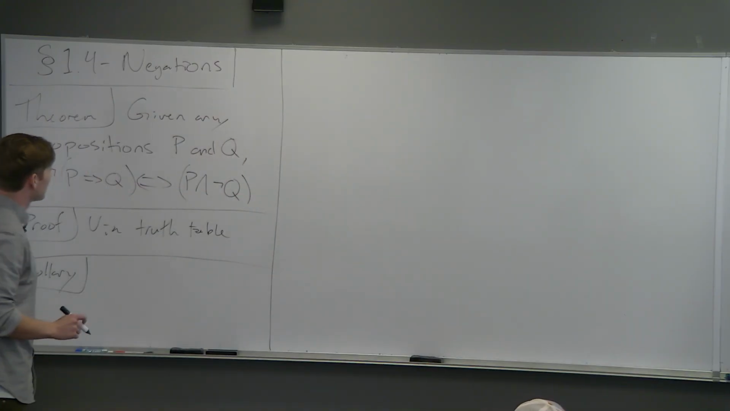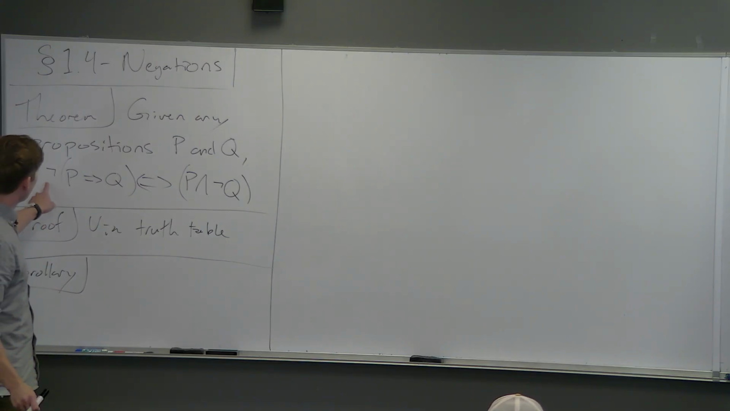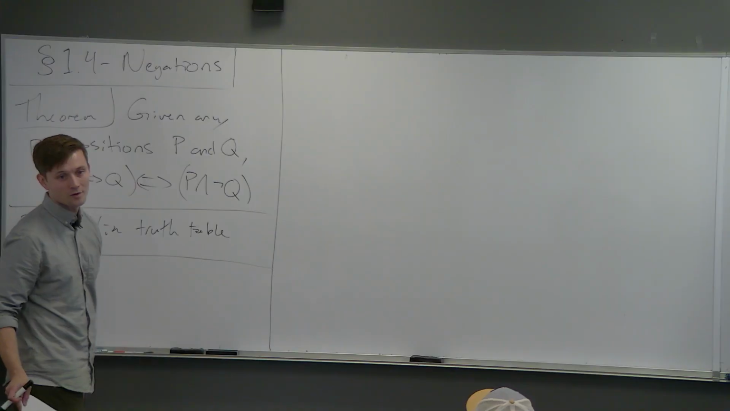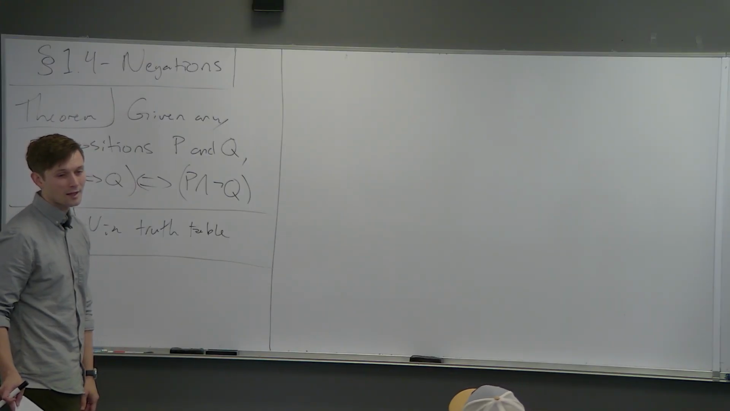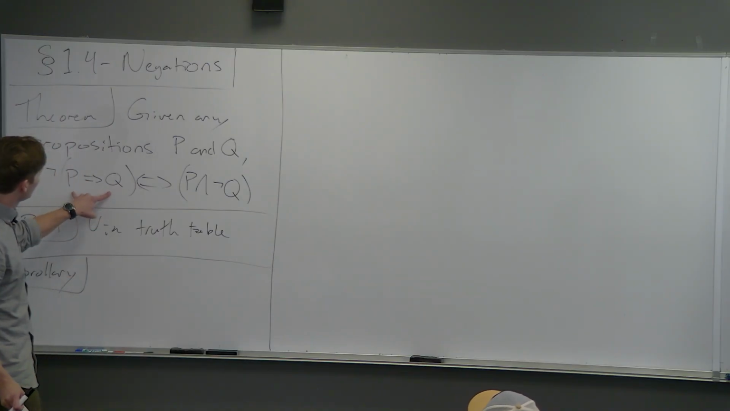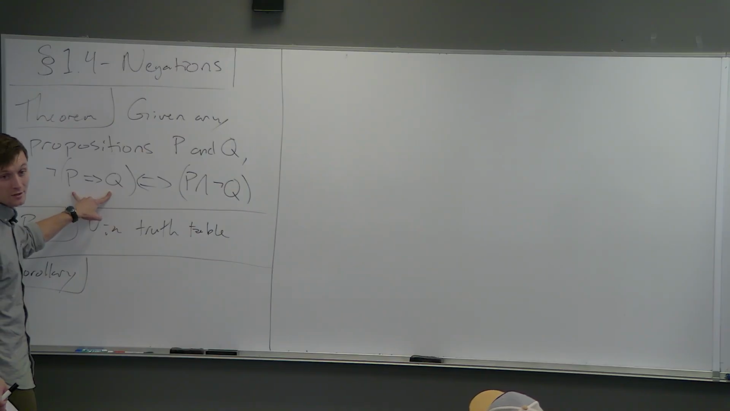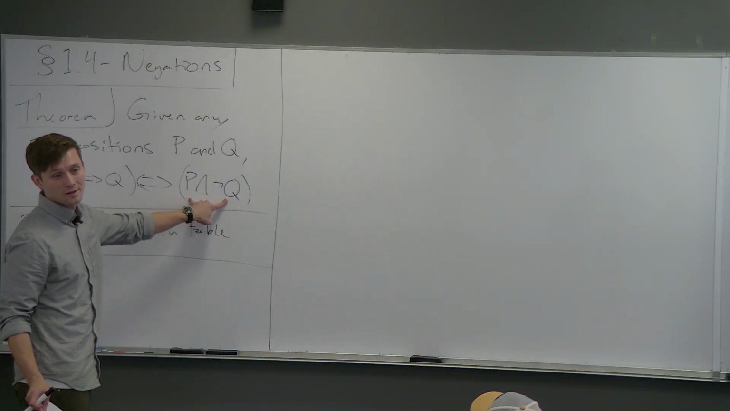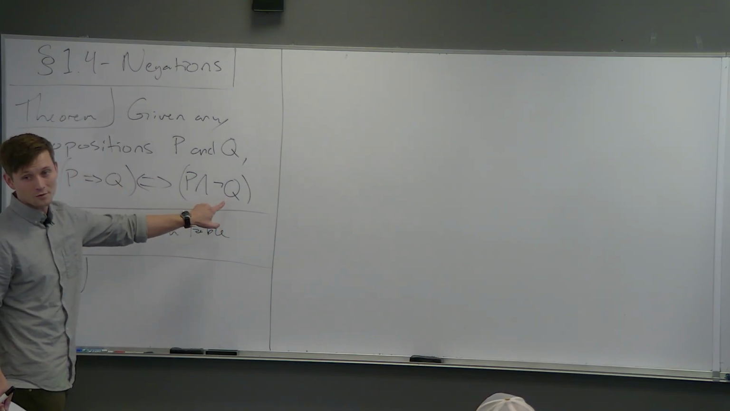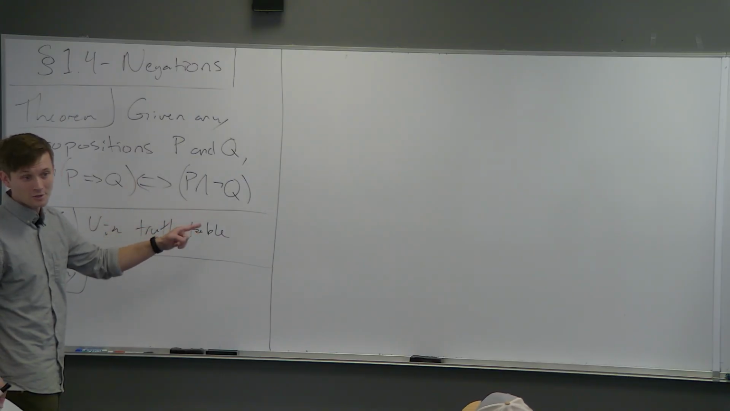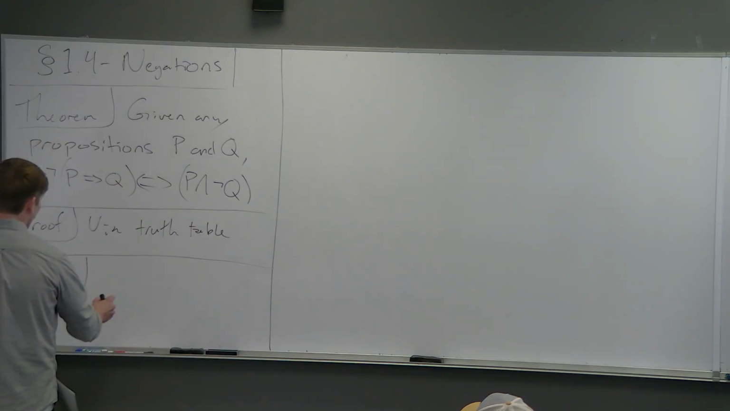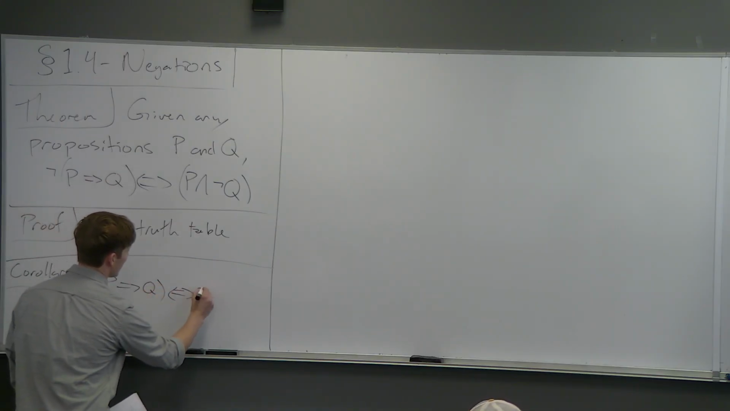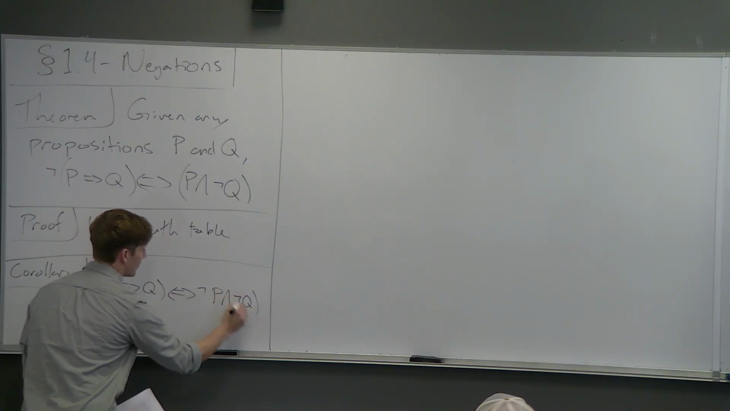Here's a corollary. Think about what this says. Well, if not (P implies Q) is the same as P and not Q, this should let us describe an implication in terms of a statement without an implication. That is, if these things have the same truth values, then if I negate both sides, I should still get the same truth values, yeah? So this should tell me that P implies Q is the same as not (P and not Q).